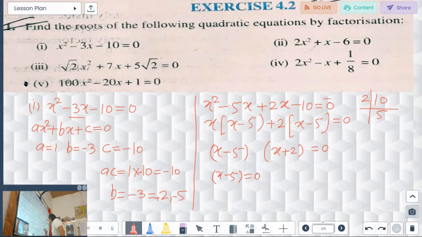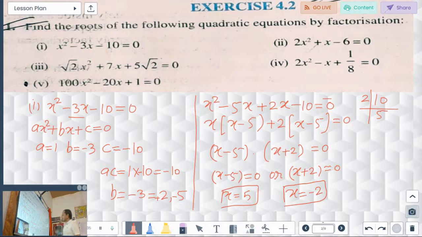x minus 5 equal to 0 or x plus 2 equal to 0. So x equal to 5 and x equal to minus 2. There are two roots of x, 5 and minus 2. Okay, answer.